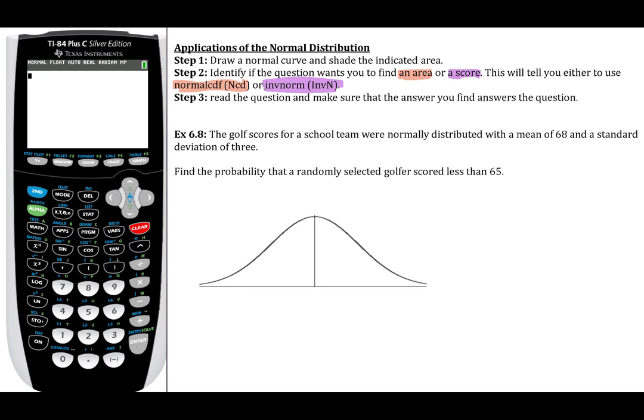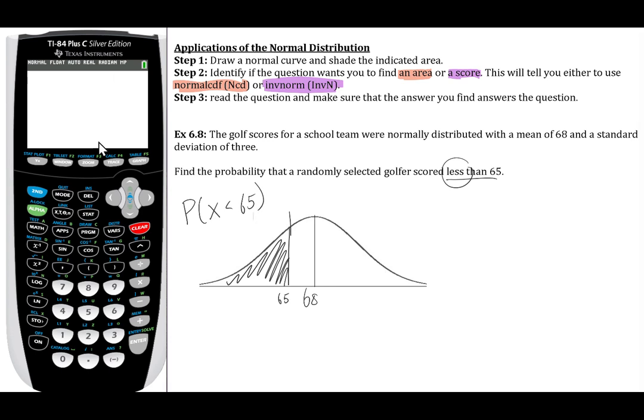Example 6.8 says the golf scores for a school team were normally distributed with a mean of 68 and a standard deviation of 3. Find the probability that a randomly selected golfer scored less than 65. Well, I know I've got 68 as the mean, 65 as my value here. I want to find less than 65. We want to know the probability that a randomly selected golfer scored less than 65.